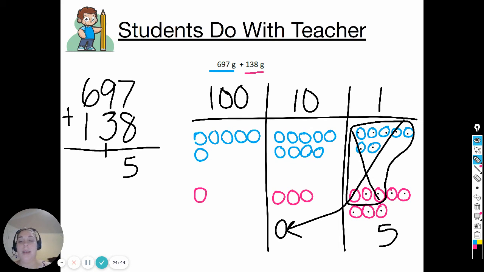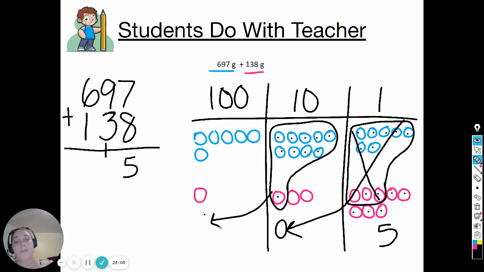Okay, now we're going to go ahead and add up the tens place. 10, 20, 30, 40, 50, 60, 70, 80, 90, 100. Circle those. Trade it over here for 100. These are gone now. So we took 10 tens and we traded it for 100. We have 1, 2, 3 tens left.